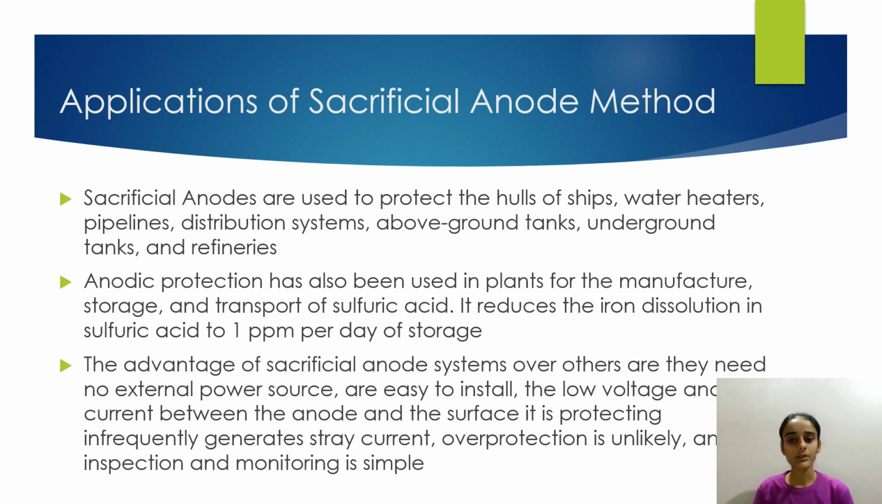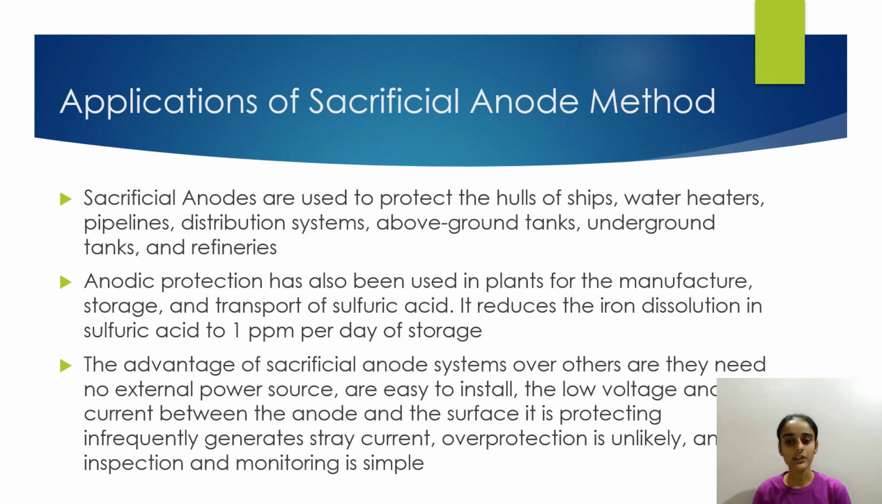Sacrificial anodes are used to protect the hulls of ships, water heaters, pipelines, distribution systems, above ground tanks, underground tanks, and refineries. Anodic protection has also been used in plants to manufacture, store, and transport sulfuric acid. It reduces the iron dissolution in sulfuric acid to 1 ppm per day of storage.